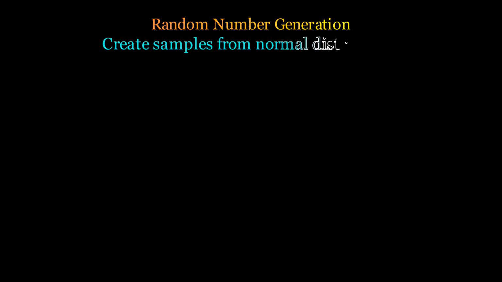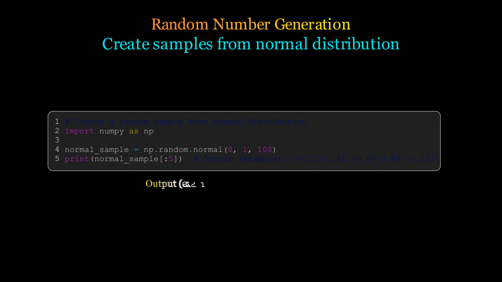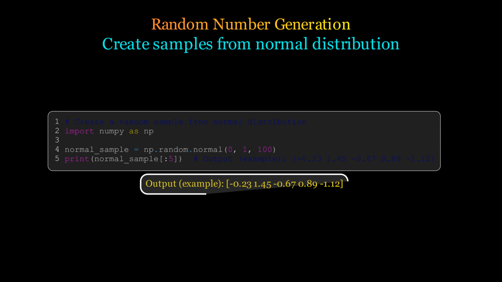Now we generate numbers from a normal Gaussian distribution with mean 0 and standard deviation 1. The normal distribution is fundamental in statistics and appears everywhere in nature. We generate 100 samples but only show the first 5. These numbers cluster around the mean with fewer values in the tails.